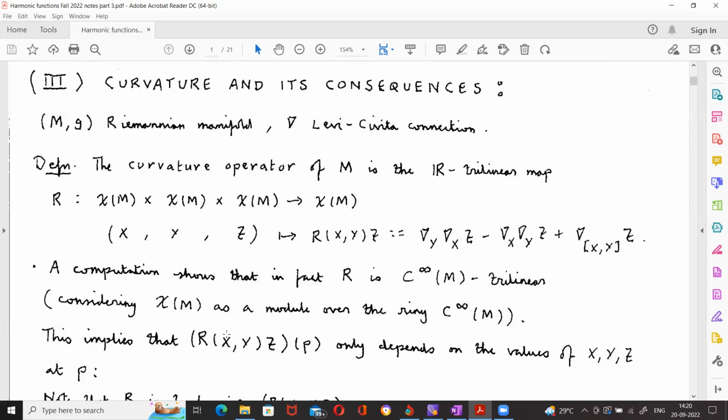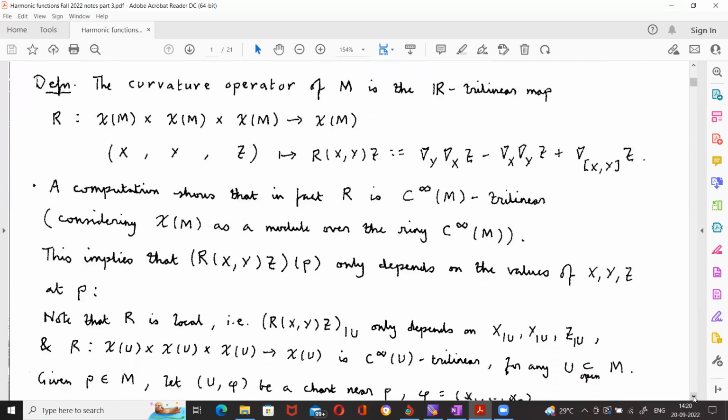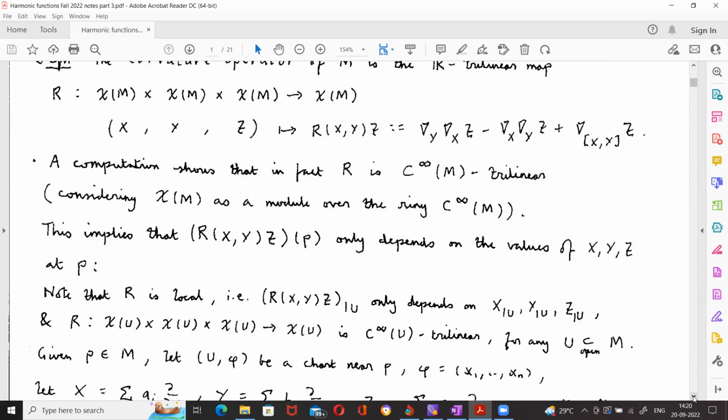So this R of x, y, z at a point P will in fact only depend on the values of x, y, z at P. Why is that? It's the same argument that we've seen earlier. First of all, note that R is a local operator. That means R of x, y, z restricted to an open set U only depends on x, y, and z restricted to U. This is clear because these covariant derivatives only depend on the germ of z and the germ of x and y at a point. Is that clear? So this is a local operator because the connection is local.